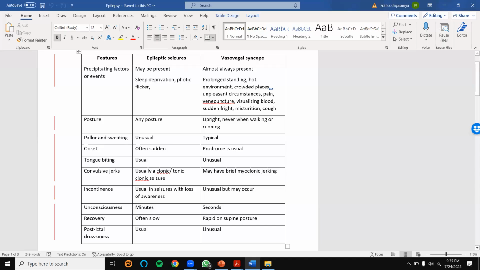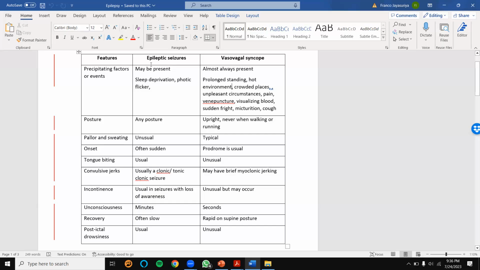Some of us may have even heard of or seen friends at school in the assembly when they have to stand in the hot sun, or even in sports meets, where you have to stand and wait for some time in the hot sun. You must have seen or even heard about fainting, right? So those are precipitating factors. In syncope, they are almost always present: crowded places, unpleasant circumstances, pain, venipuncture like blood drawing. You might even come across patients or children that faint when you try to draw blood. Visualizing blood, sudden fright. Some precipitating factor is almost always there in syncope.